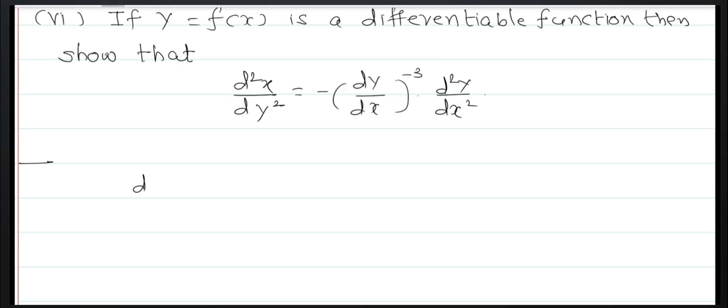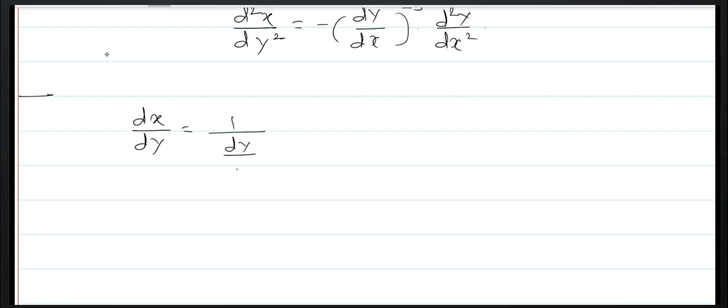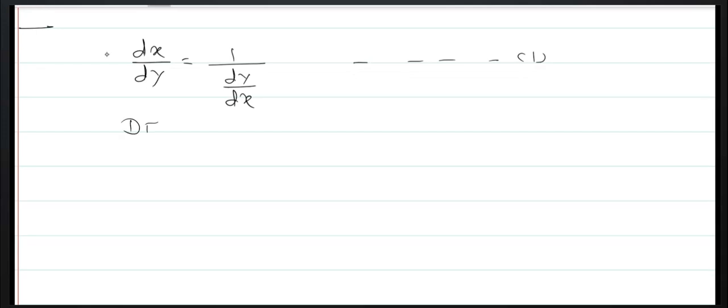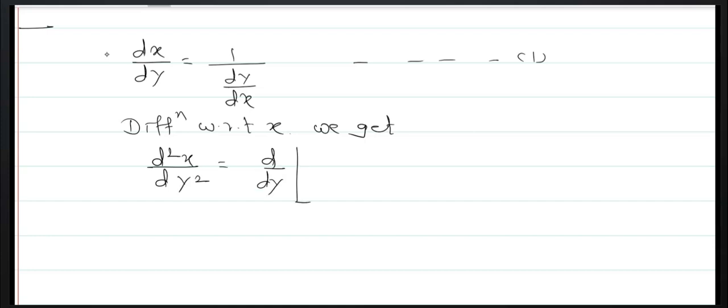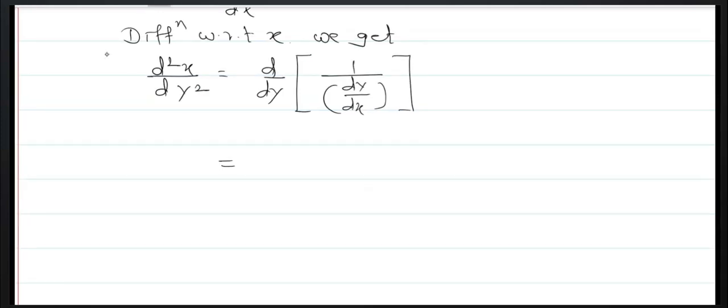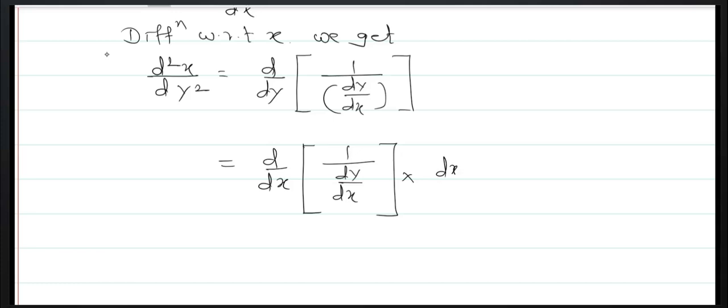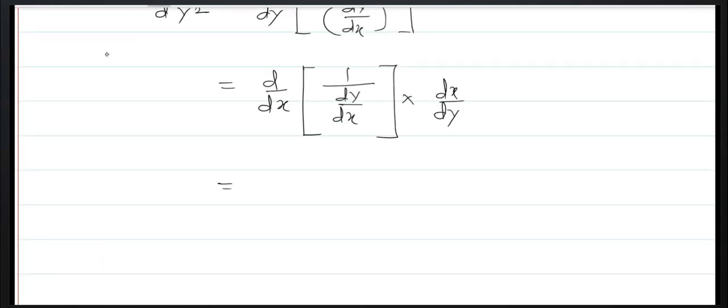Therefore, to prove this, dx upon dy is equal to 1 upon dy by dx. Now differentiate this with respect to x. Then you will get d2y by dx square. d2x upon dy square is equal to d dy of 1 upon dy by dx. That is d dx of 1 upon dy by dx into, by chain rule, dx upon dy.